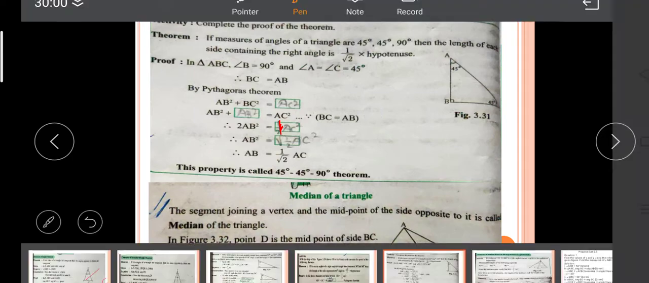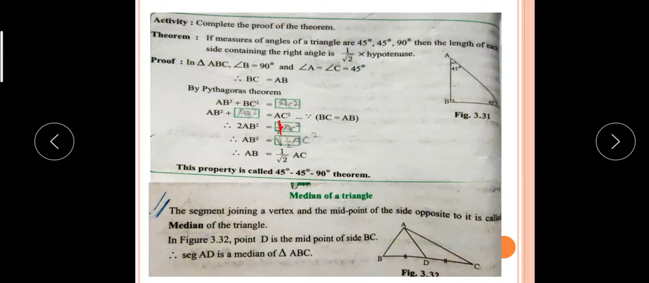Now what is a median? A median is a segment joining a vertex and the midpoint of the opposite side. So it is called a median of the triangle. Now see, in triangle ABC, A is a vertex of the triangle. When you join the vertex to the midpoint of the opposite side, D is the midpoint of BC. It means that BD is equal to DC. When you join AD, it is called a median of the triangle. So in this triangle, AD is a median.